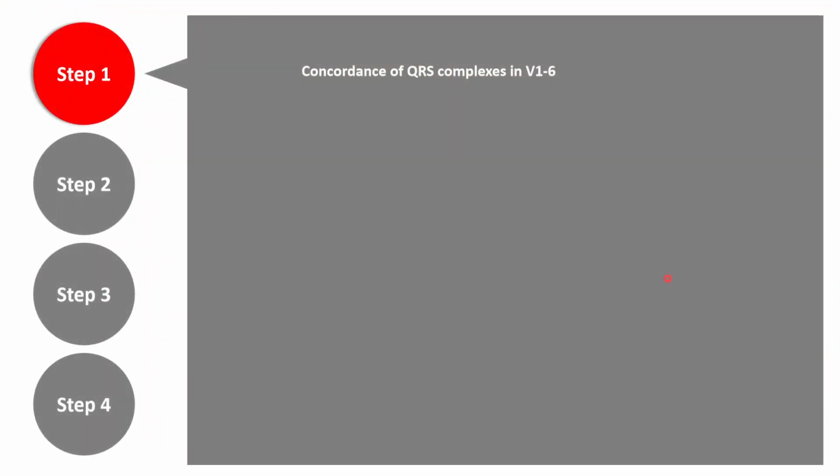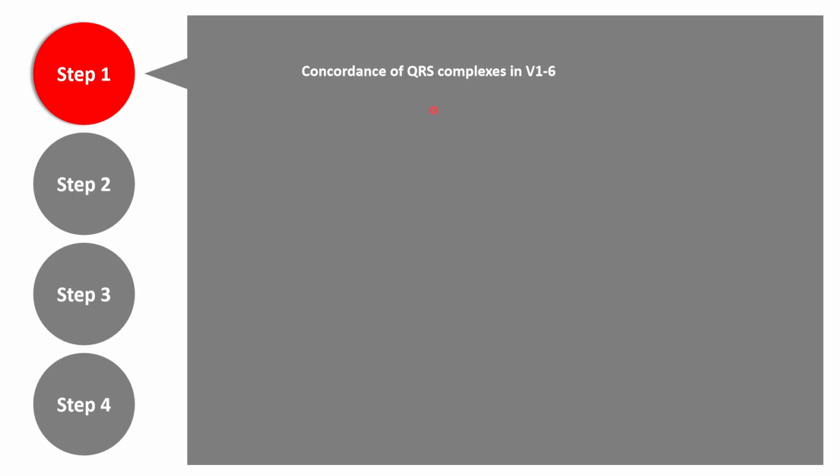In this Brugada criteria, there are 4 steps. If step 1 is fulfilled, then this is VT. If it is not fulfilled, you go to step 2. If it is fulfilled, it is VT. If it is not fulfilled, go to step 3. If step 3 criteria are fulfilled, it is a VT. If it is not, go for step 4. And if all the 4 criteria are not fulfilled, probably this is SVT with aberrancy or SVT with bundle branch block.